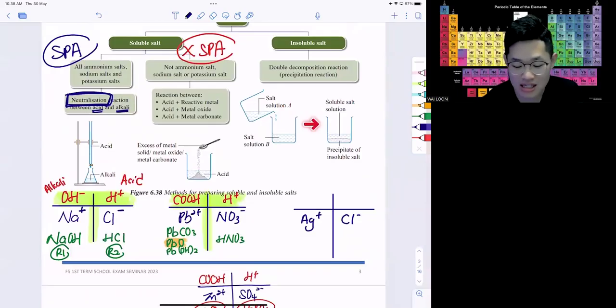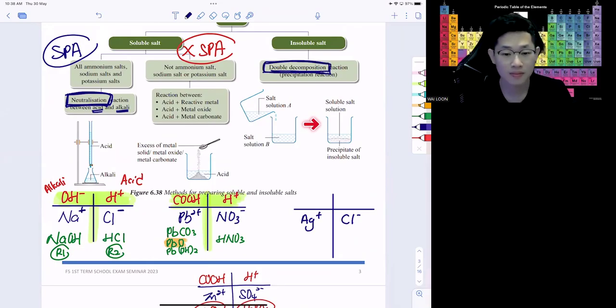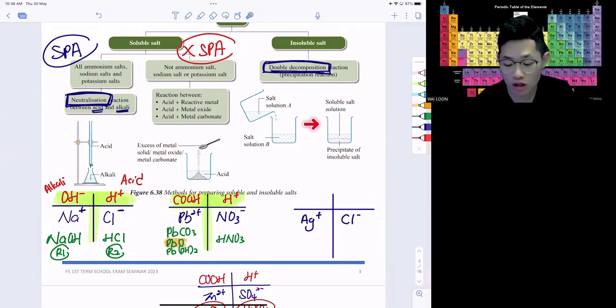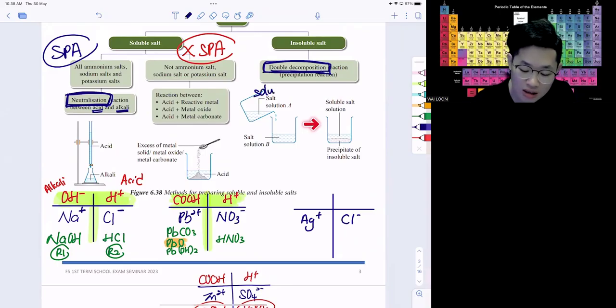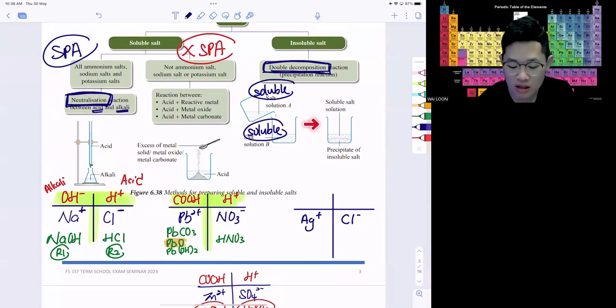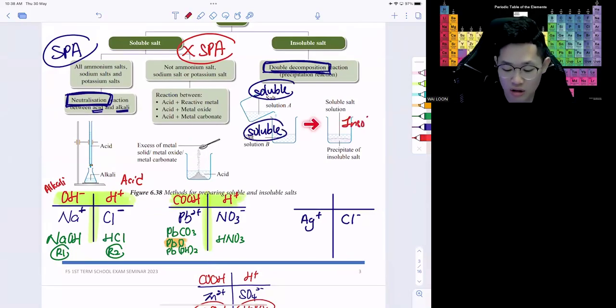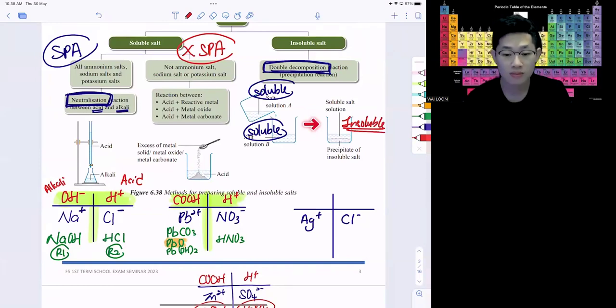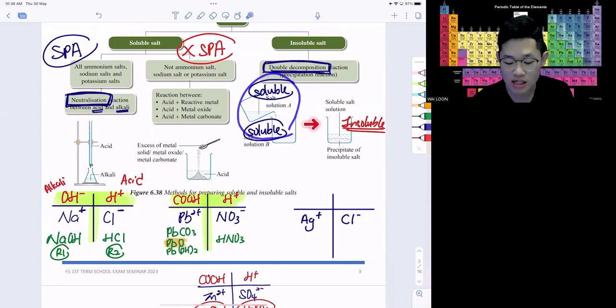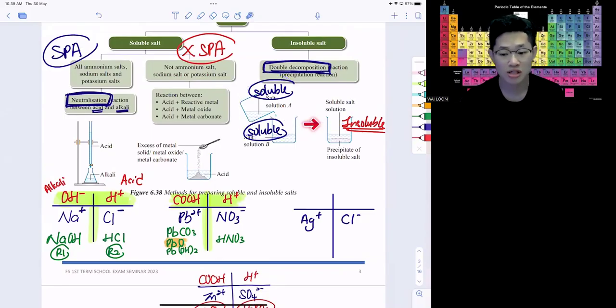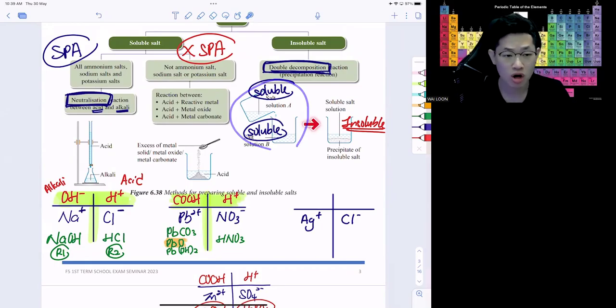So this part, it says the insoluble salt is produced from double decomposition reaction. Double decomposition reaction means you are going to mix two soluble salt solutions together. Soluble plus soluble, and then we get an insoluble salt. Soluble and soluble gets insoluble salt. This is what we call double decomposition reaction. So we have to make sure that our reactants are always soluble.